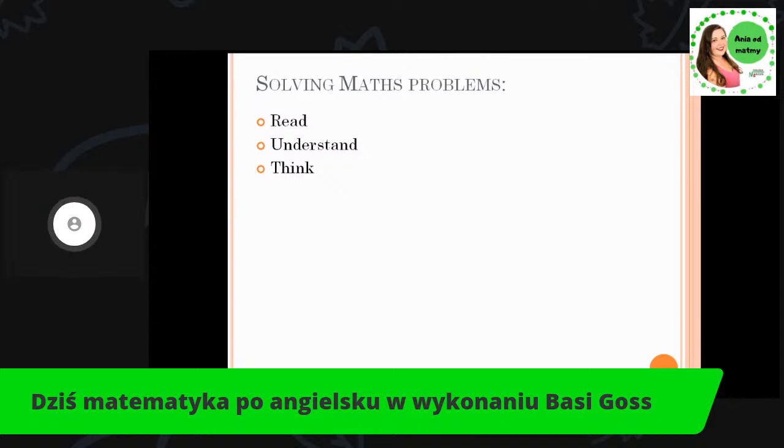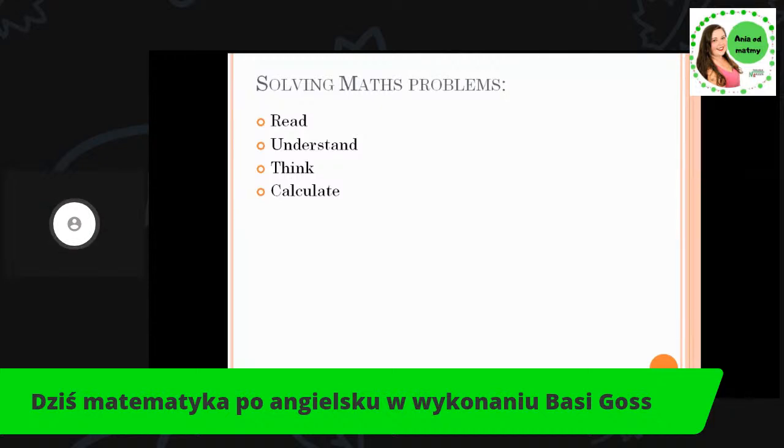What do we do next? We calculate. What does it mean to calculate? It doesn't mean use a calculator. It means work with the numbers from the question.